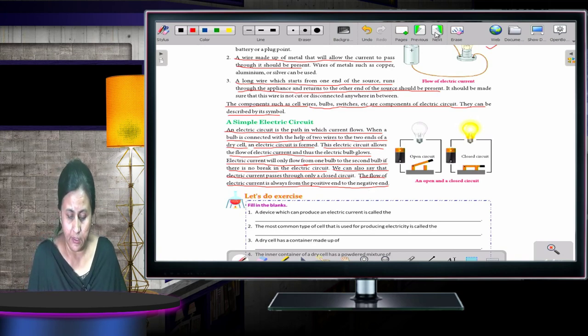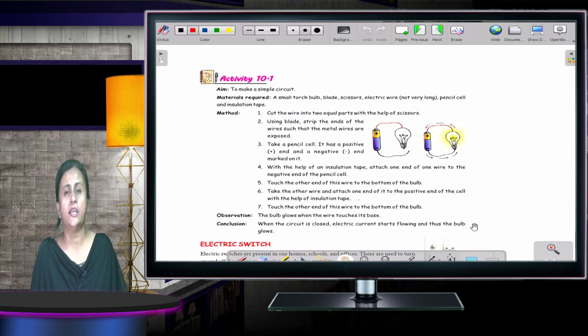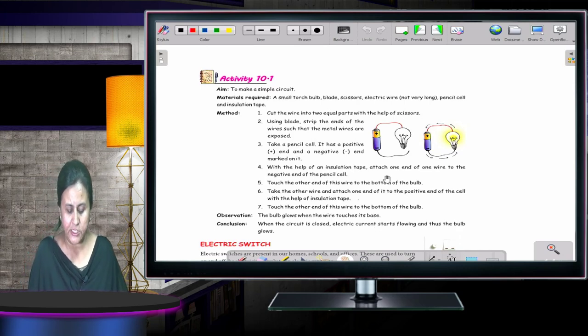Fine. Now, moving to the next page. This is an activity, you can just read through it, how to make a simple circuit. Okay, just go through it. There is nothing much to explain in this.